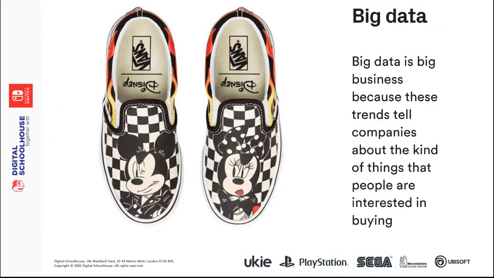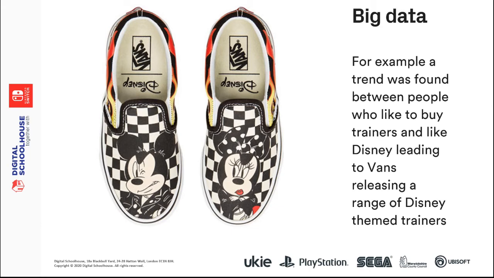So the way this works is there are lots of different algorithms that are used on big data in order to find out all sorts of different information. Big data is big business because the trends that companies find out from using their algorithms tell them about the kinds of things that people are interested in buying. For example, a trend was found between people who like to buy trainers and like Disney, leading to Vans releasing a range of Disney-themed trainers. I look at these and I think they look amazing, and I am definitely part of the trend that would want to buy these trainers.